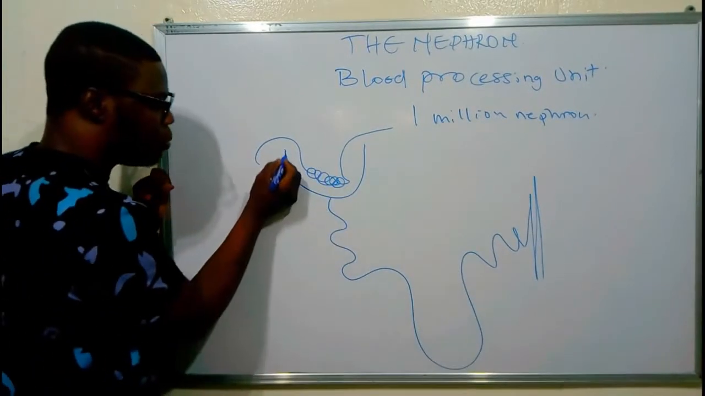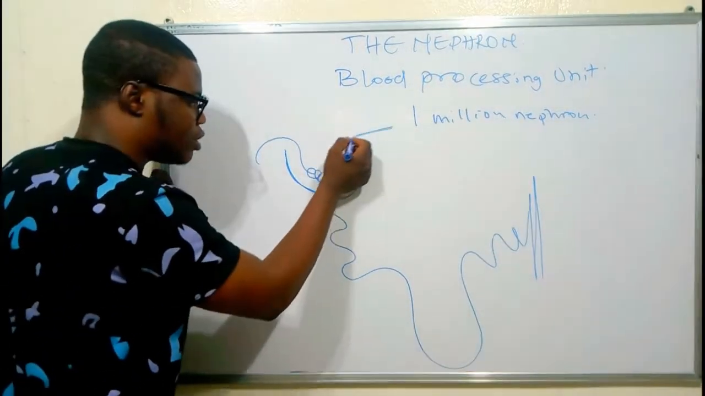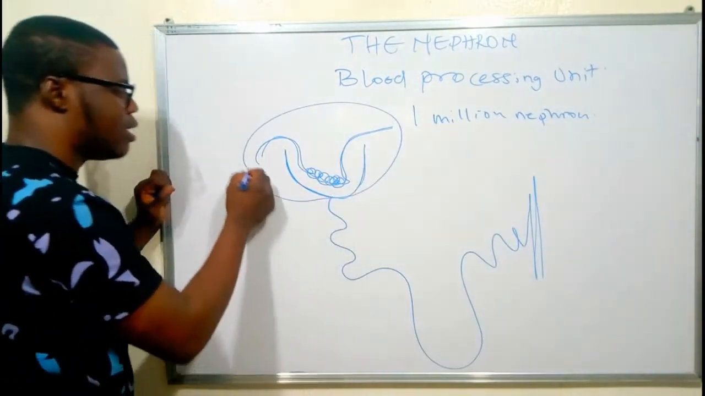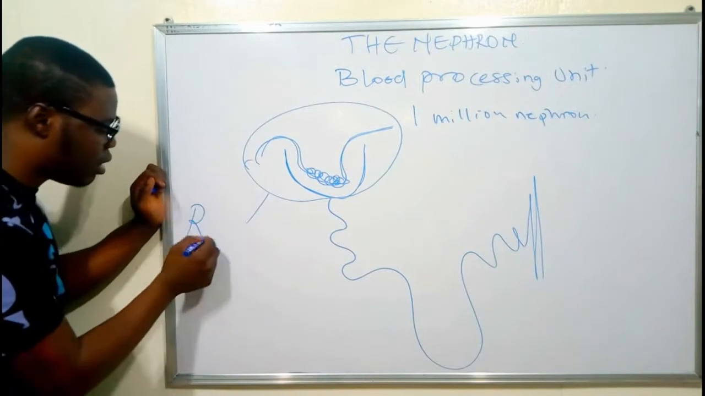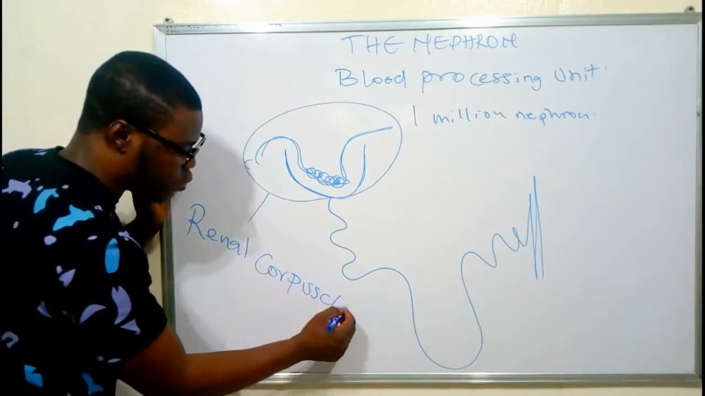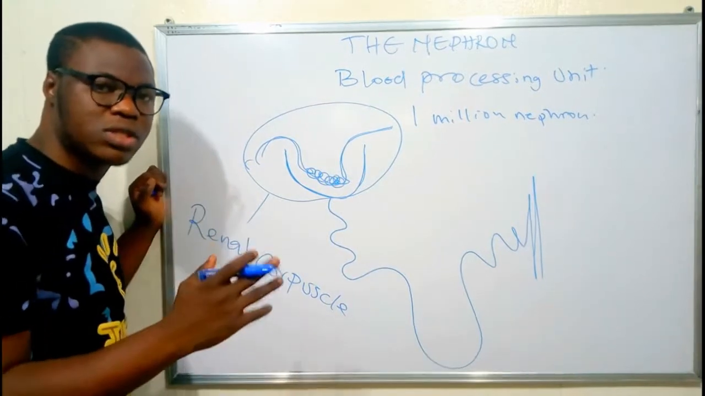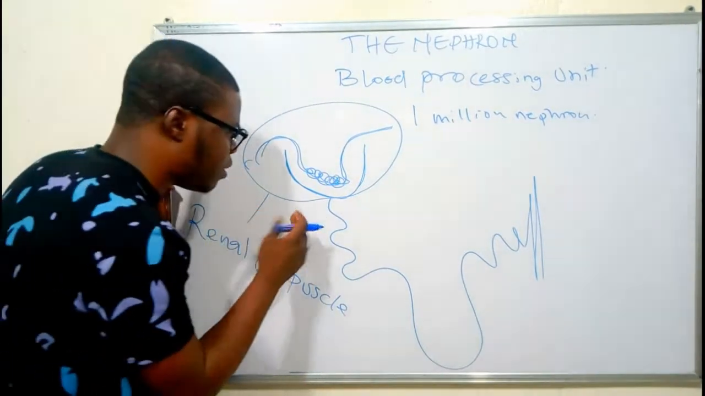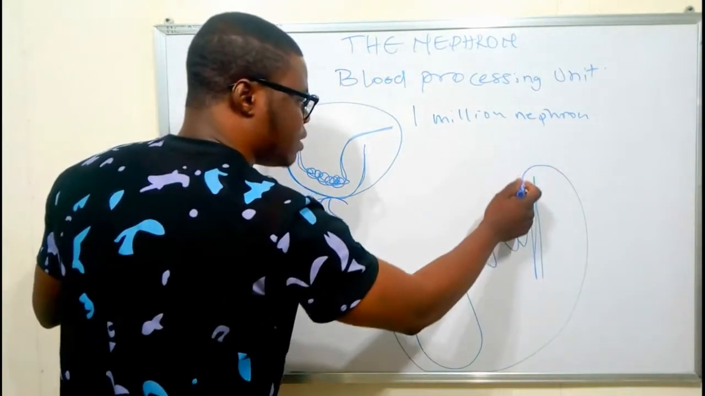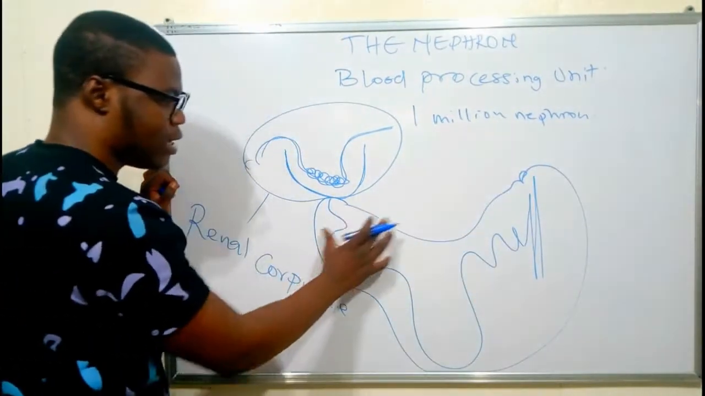Now, look at this cup-shaped part and this structure right here. Both of them together are called the renal corpuscle. So that is the first part of the nephron.